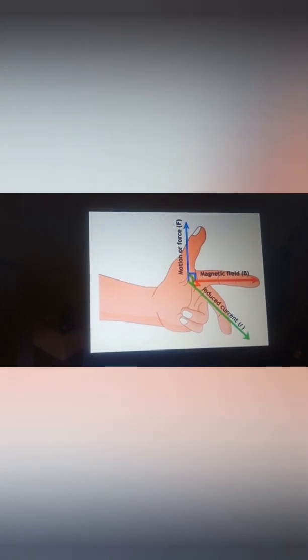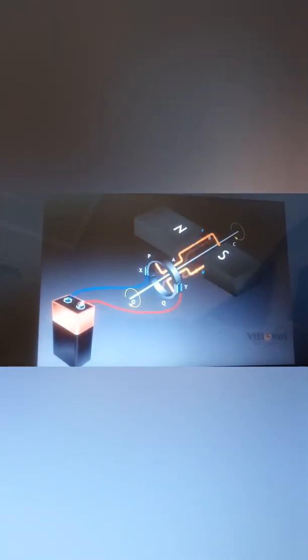Applying Fleming's left hand rule, we can keep our forefinger parallel to the magnetic field, the middle finger parallel to the current, and we can see how the direction of the force is applied. The AB side will be pushed downward and the side CD will be pushed upward, and hence the coil will start to rotate.